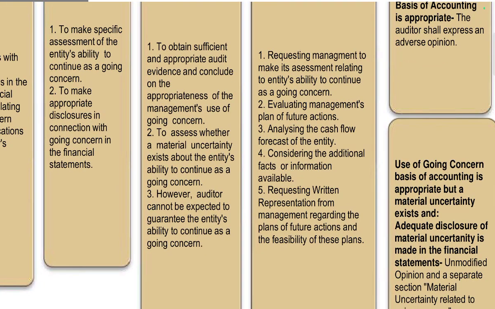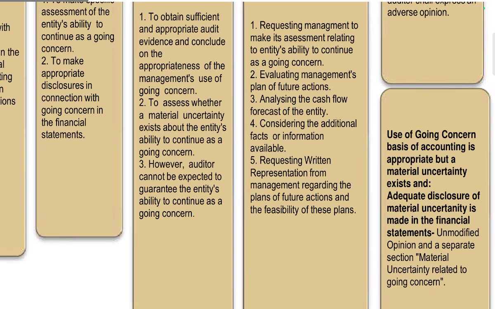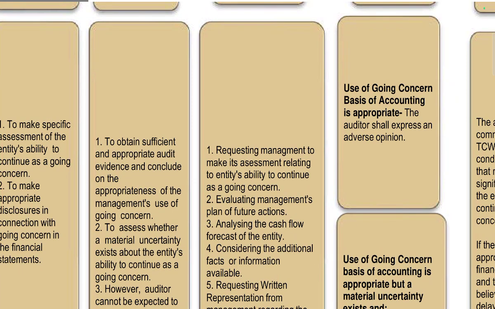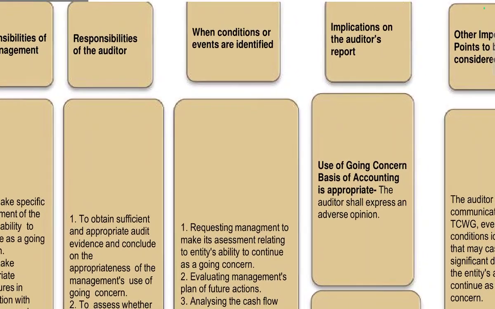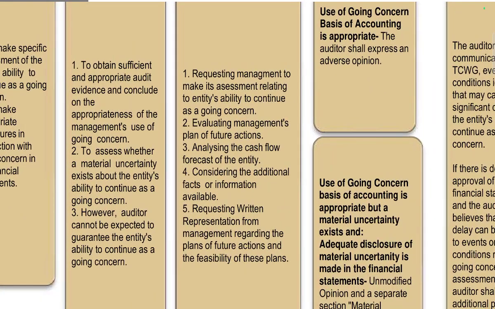The responsibility of the auditor is to obtain sufficient appropriate audit evidence and conclude on the appropriateness of management's use of the going concern basis, and to assess whether a material uncertainty exists about the entity's ability to continue as a going concern. However, the auditor cannot be expected to guarantee the entity's ability to continue as a going concern. Where conditions or events are identified, the auditor requests management to make the necessary assessment, evaluates management's plans for future action, analyzes cash flow forecasts, considers additional facts and information available, and requests written representations from management on its plans and their feasibility.